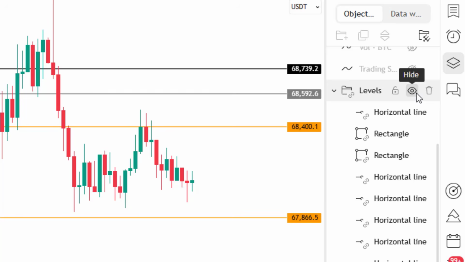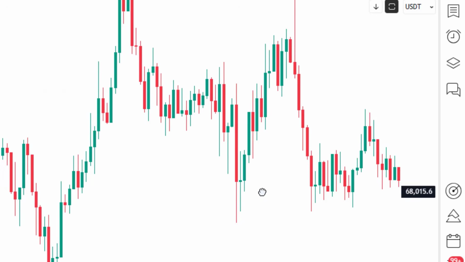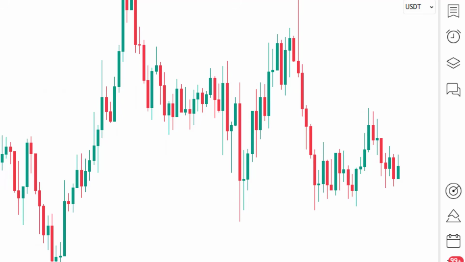You can even create multiple groups for different categories, such as daily and weekly levels, 1-hour and 4-hour levels, and order blocks. So that's all for this lesson. If you apply what you learned today, you will be able to significantly increase the win rate of your trades.